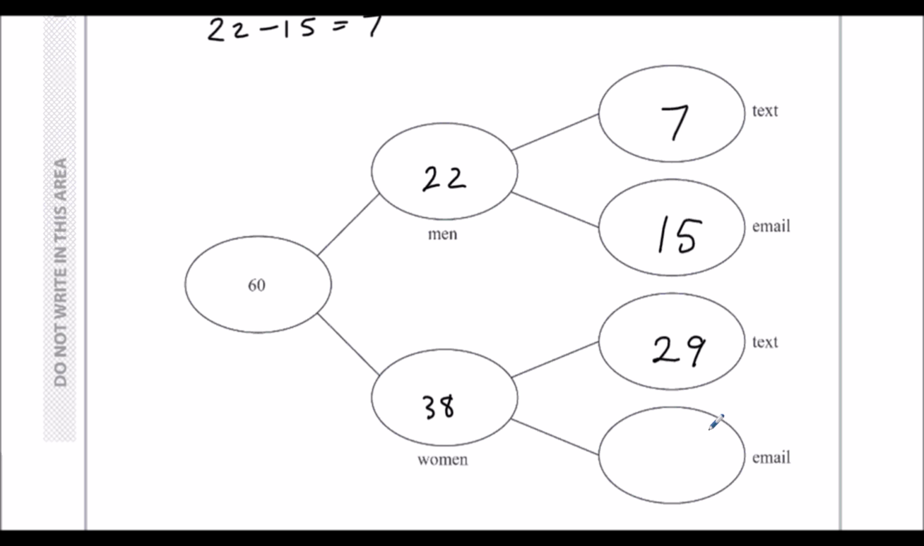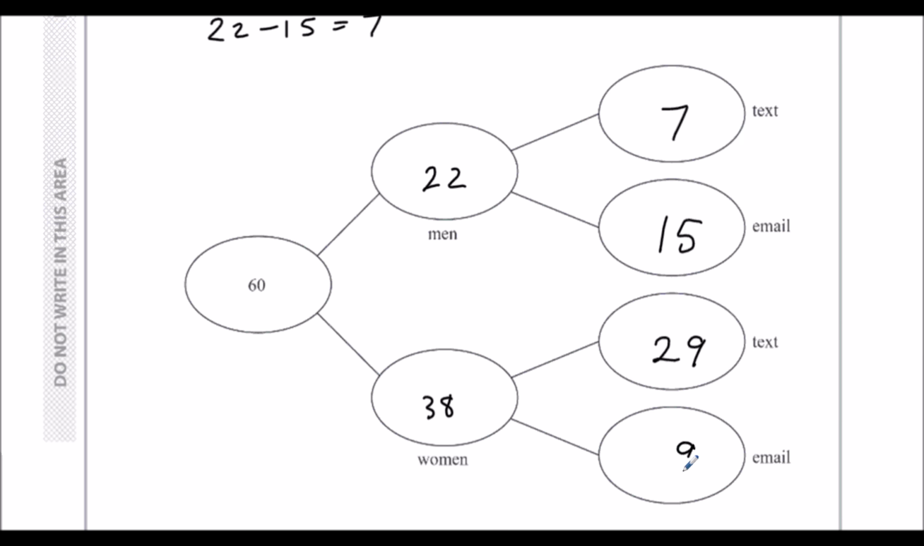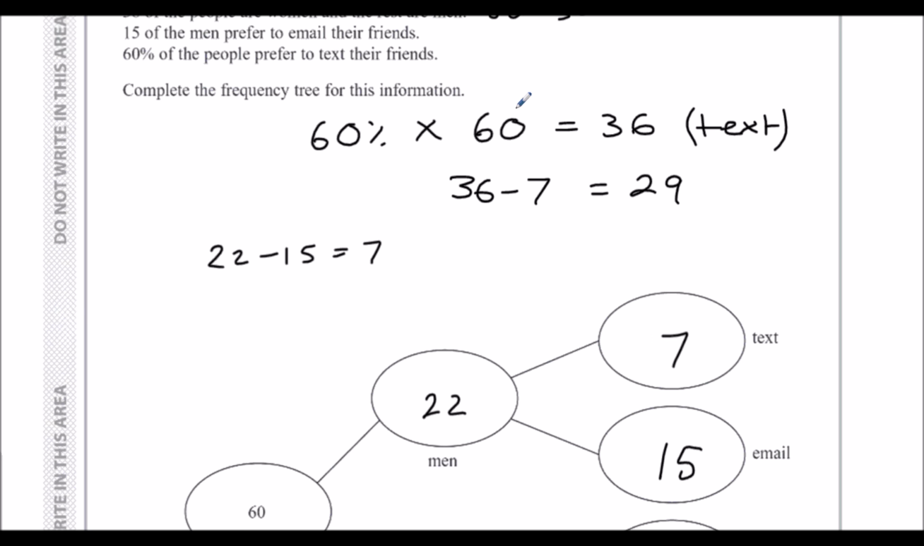How many does it leave in the last box? 38 take away 29 is 9. So we're left with 9. And we've completed the frequency tree.